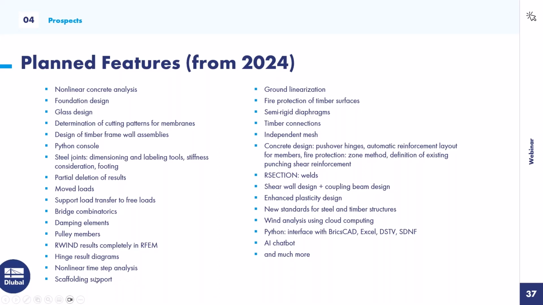Then the scaffolding support, if an axle force dependent support. Then ground linearization, it's an optional substitute of soil solid by spring supported surfaces to optimize or decrease the calculation time. That will be an option. Then fire protection of timber surfaces. The calculation will be done using the reduced cross section.